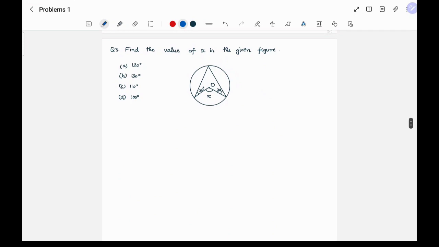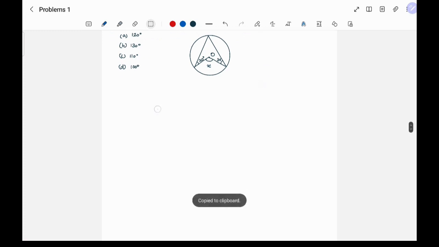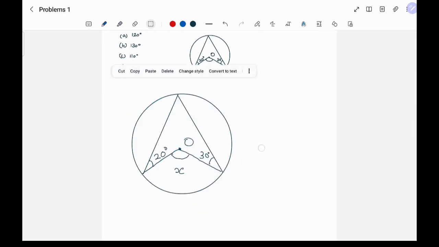Okay. Third question. Find the value of x in the given figure. Okay. We'll copy the figure. So we can see this A, B, O and C forms a quadrilateral.